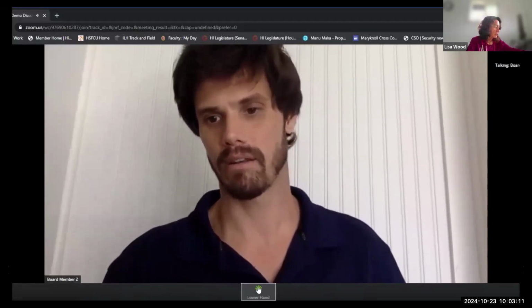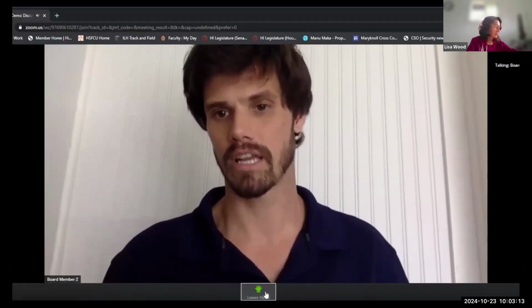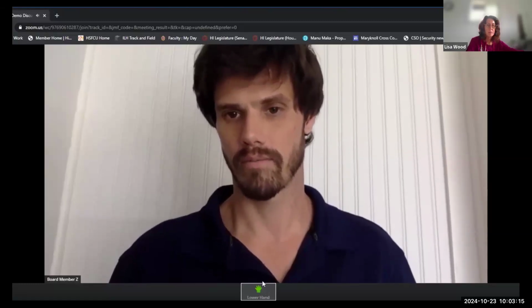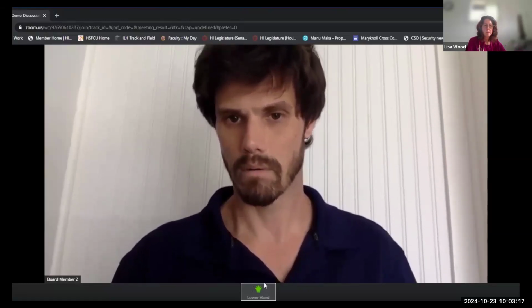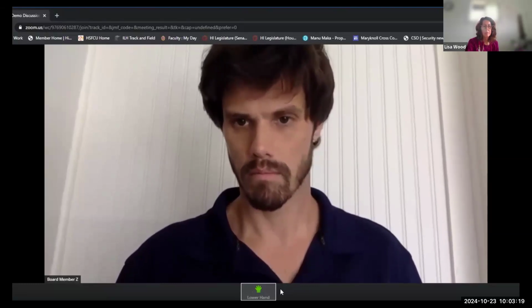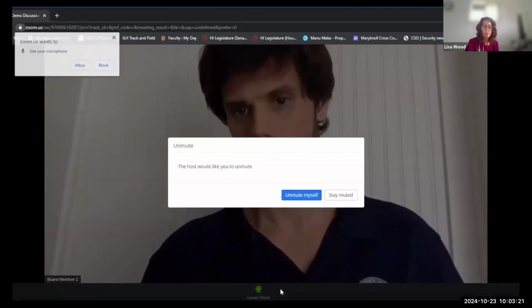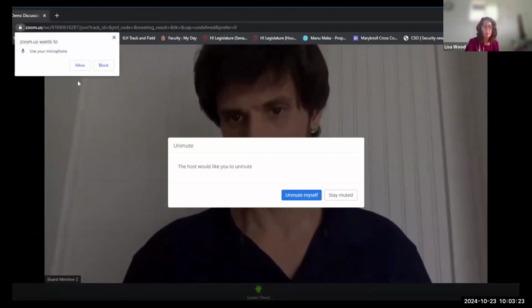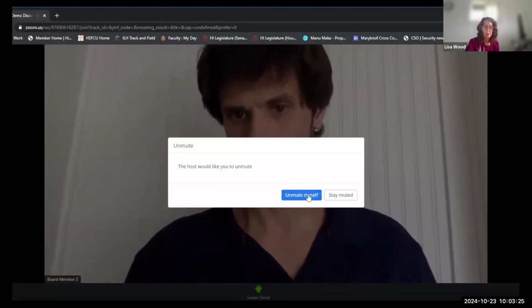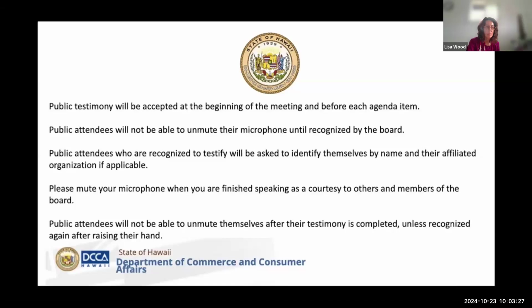You can indicate that you are ready to testify by clicking on the raise hand button being circled by the mouse on your screen now. At the appropriate time, the board will recognize you to speak and ask you to unmute your mic as shown here. Again, public testimony will be accepted at the beginning of the meeting and before each agenda item. Public attendees will not be able to unmute their microphone until recognized by the board.